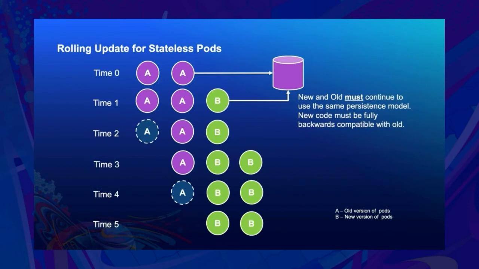Now let's take a deep dive into rolling updates. Here we have two versions of pods, A, the old version, and B, the new version. Initially, two pods of the old version use some persistent model. At time T1, a new pod is created. Due to its stateless nature, it can use the same data model. At time T2, one of the old pods is torn down, and at time T3, a new pod is created. This process of gradually replacing old pods with the new ones continues until the system is completely updated with the new pods.